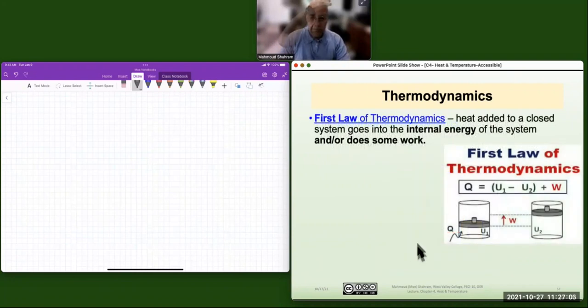Then the first law deals with the concept of heat energy and work and what happens to the internal energy of the system or object.